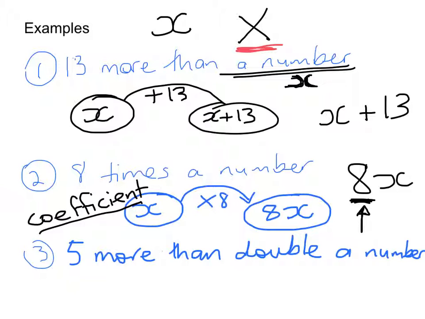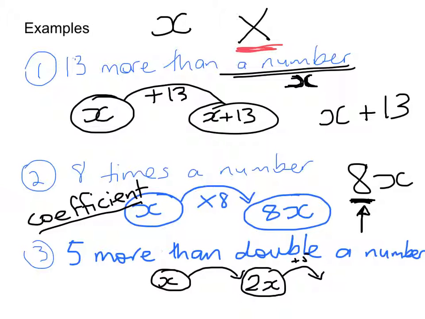Alright, the last one here, 5 more than double a number. So we've got 2 things happening to the number here. First thing that happens is we write down our number and that's x. The next thing that happens is that we double it. So that gives me 2x. And then we add 5 to it. Okay, so the order we do things in maths matters quite a lot. So we're going to have 2x plus 5.